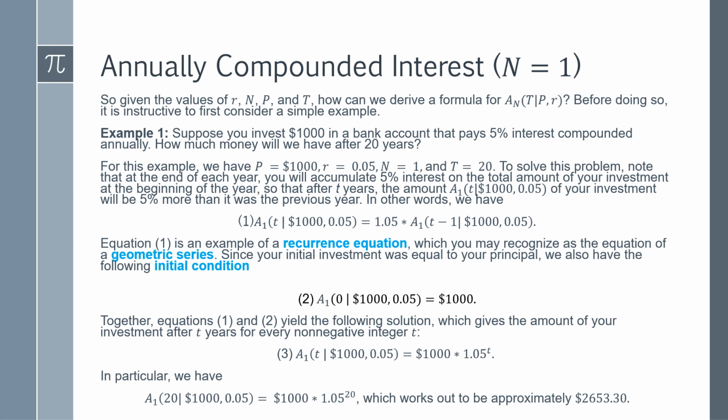So this is equation 3 that says A sub 1 of T is $1,000 times 1.05 to the power T. In particular, we have A sub 1 of 20 is 1,000 times 1.05 to the 20th power, which works out to be approximately $2,653.30.